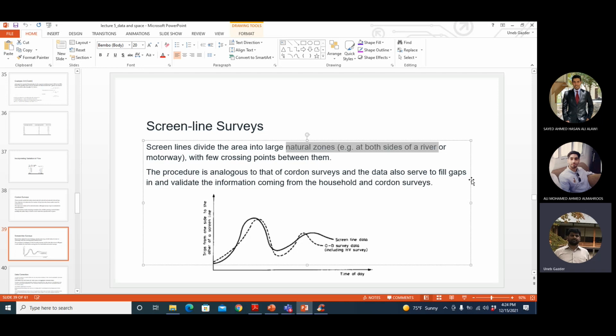Okay, you can do a household interview survey as well. You can do a cordon survey as well. Apart from the screen line count, you can do a cordon survey for the external boundaries of the area. Okay, and this will help you. This will help to reinforce your data.